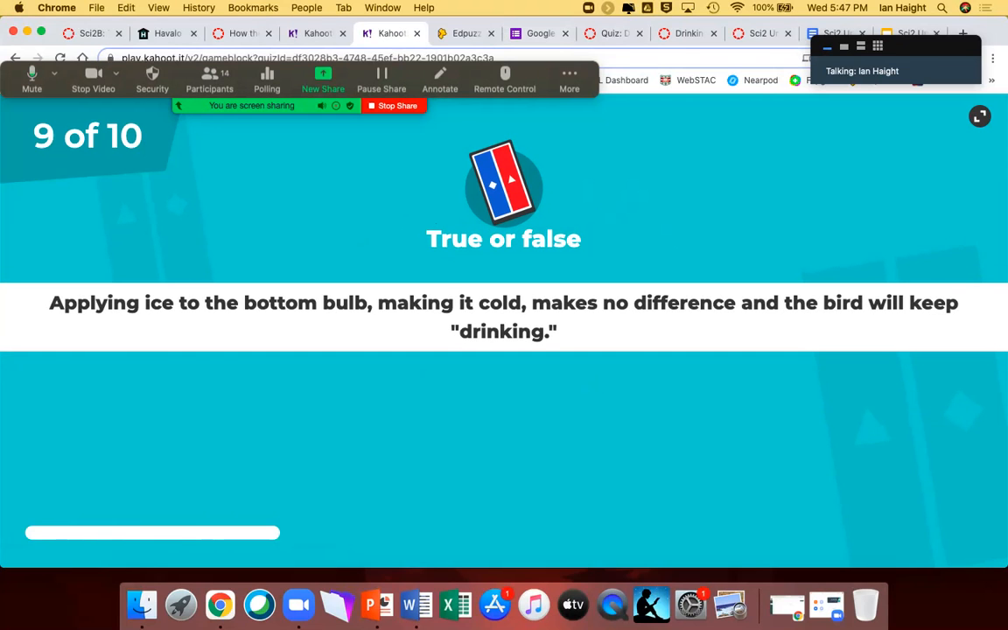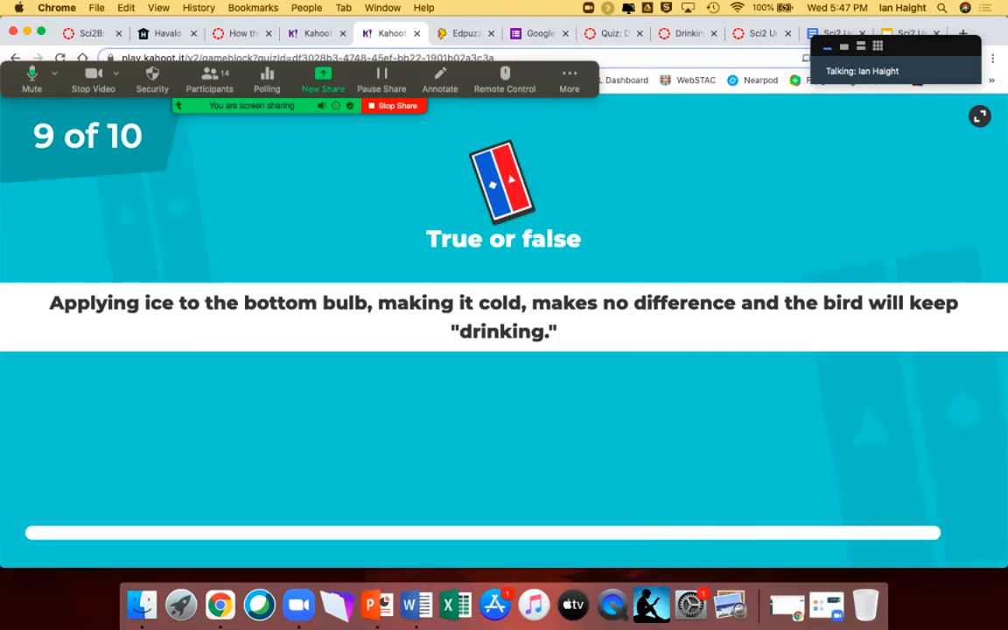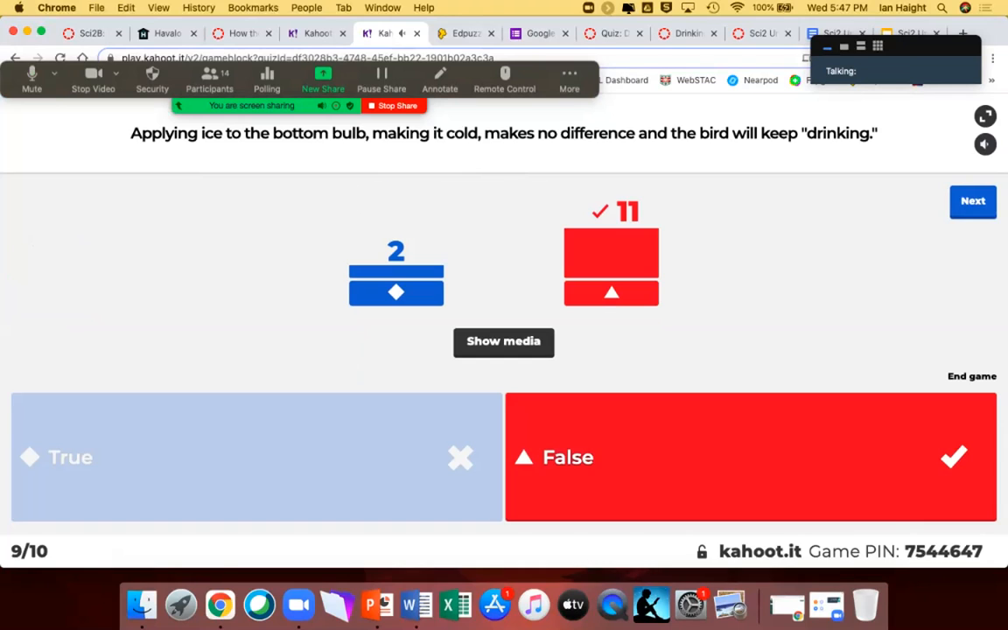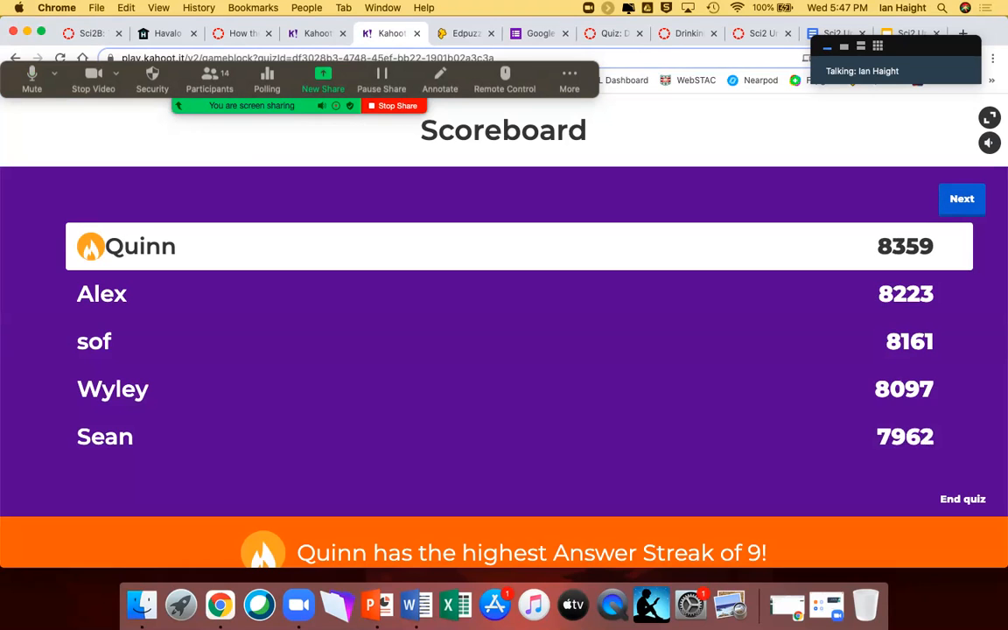Okay, true, false. Applying ice to the bottom bulb, making it cold, makes no difference, and the bird will keep drinking. Very good. That is false. A lot of you observed, hopefully, in our previous class, that if ice is applied to the bottom, it slows down the evaporation. You don't get that high pressure buildup, and so the liquid will actually just stay at the bottom. The bird won't do any drinking. Okay, Quinn's still in the lead.